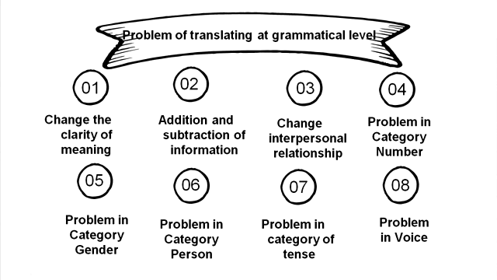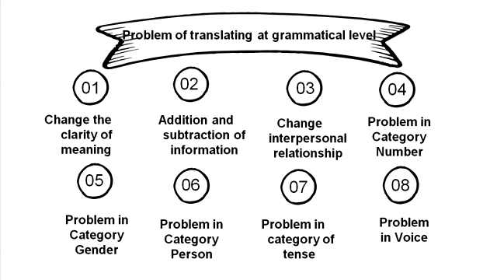Number 4. Problem in category number. Not all languages have the grammatical category of number. This distinction must be expressed morphologically by adding a suffix to the noun. Some languages prefer to express the same notion lexically.